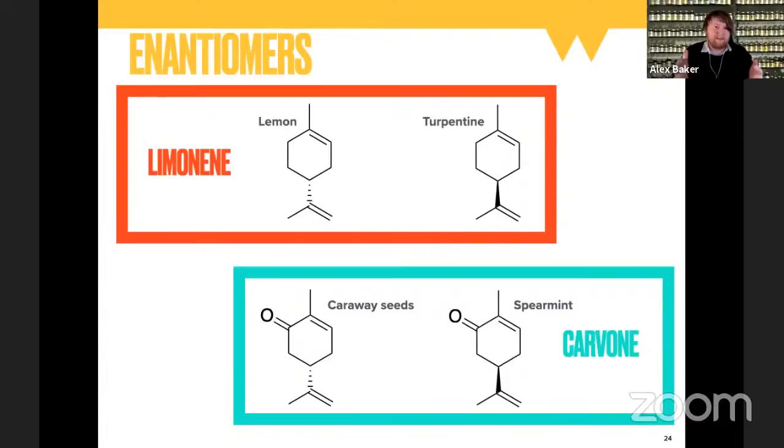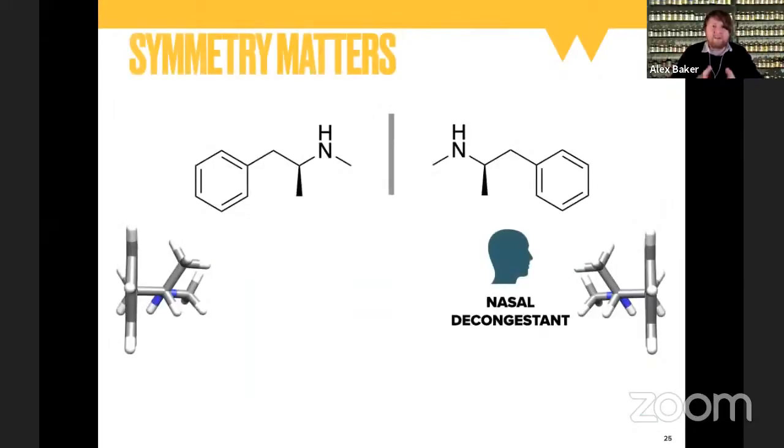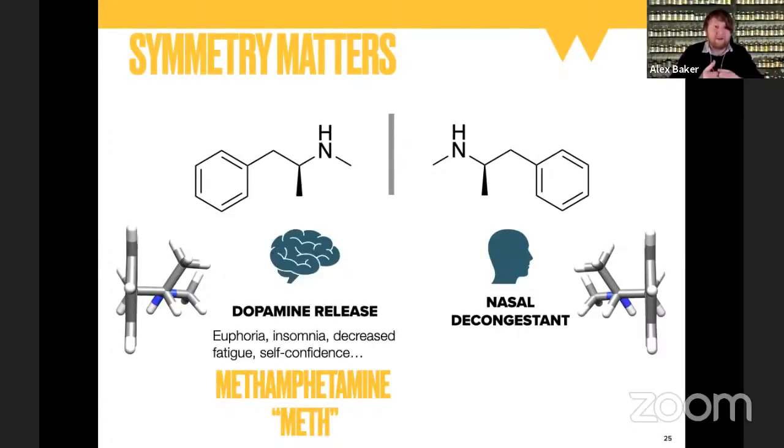So in the cases of limonene and carvone, a very simple chemical change dramatically affects how your body reacts to and smells the chemicals. Now, in medicine, enantiomers can be a truly huge problem. The enantiomer of our nasal decongestant is methamphetamine, commonly known as meth. Now, meth is a drug that causes euphoria, increased self-confidence, and reduced fatigue because it leads to massive dopamine release.